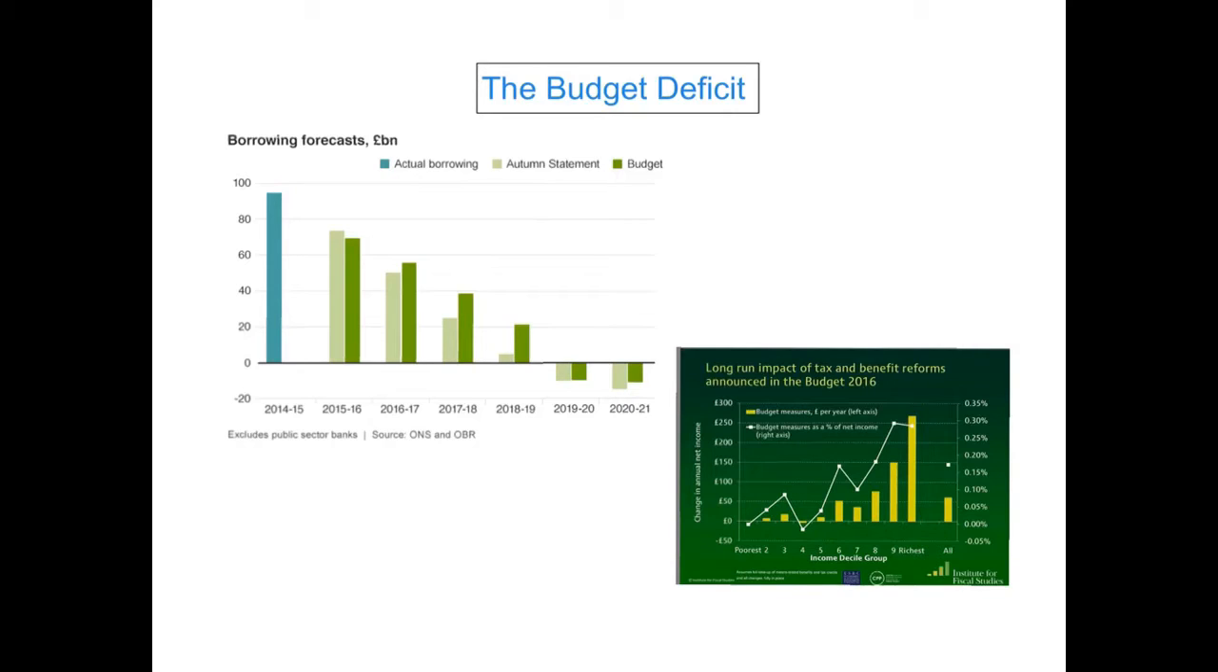But we'll come back to the budget deficit as we look through some of the other slides. But certainly that's almost like the big cloud over the UK economy at the moment. Anything that the government does to reduce the budget deficit has a knock-on effect in other areas.